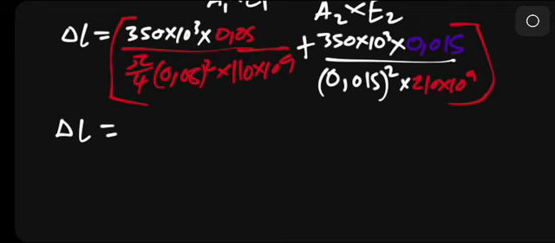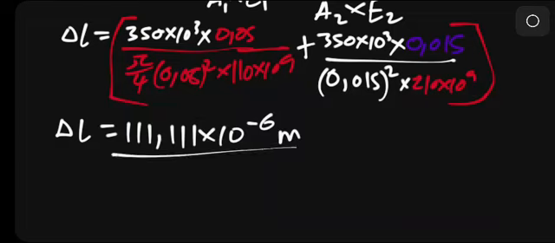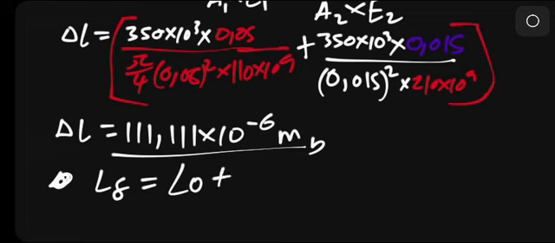Alright, this will be equal to 111.111 times 10 to the power of minus 6 meters. That is our change in length. Now we want the final length. Remember, the final length is equal to the initial length plus the change in length. That was the aim.